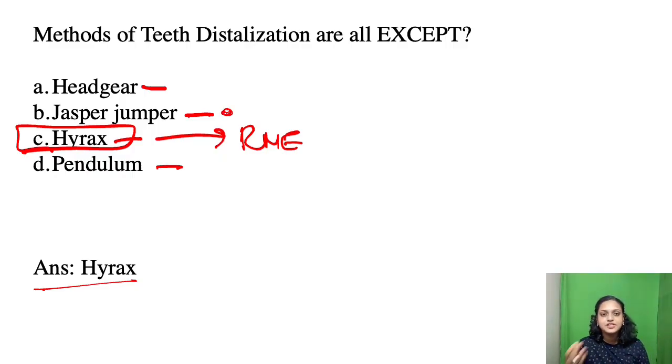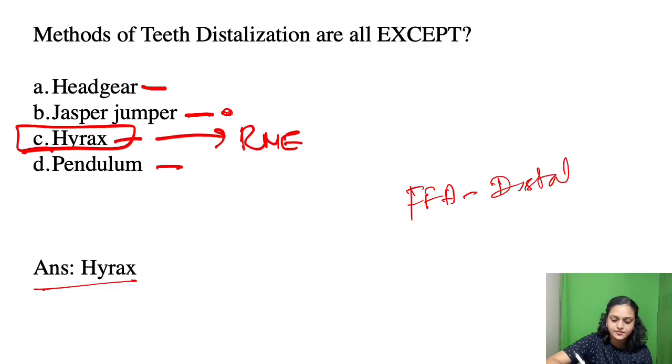Jasper jumper is a fixed functional appliance, right? Why does it help in distalization? There are a few appliances that also cause distalization in addition to mandibular forward positioning. Those are the fixed functional appliances. Fixed functional appliances do produce distalization.